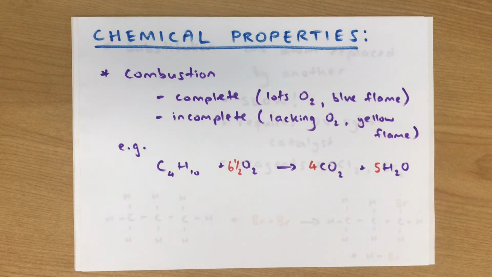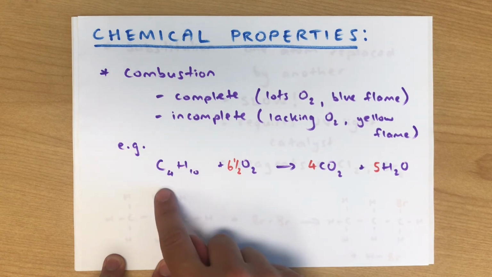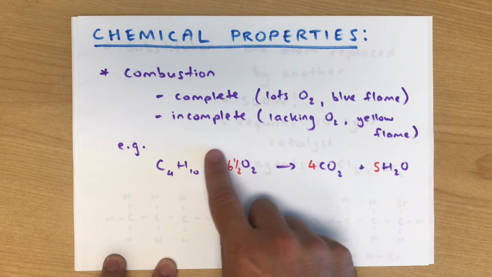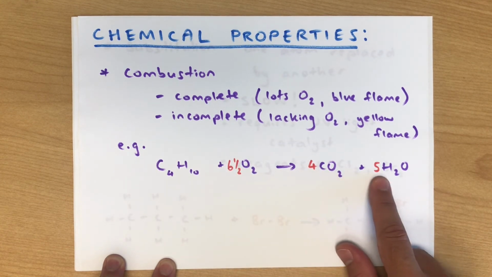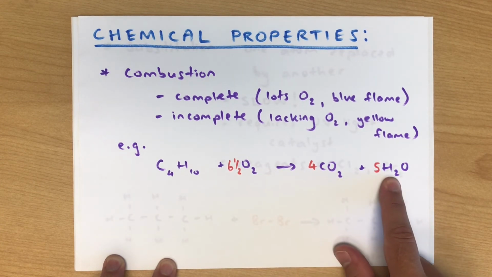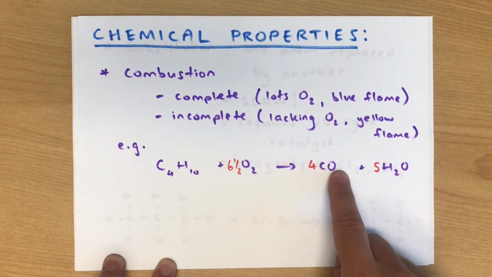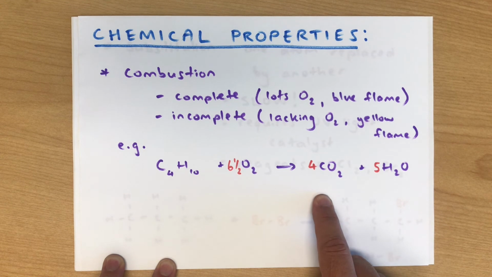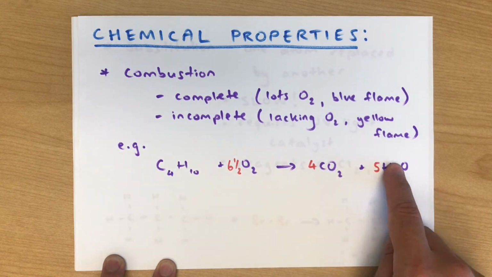The equation for complete combustion would look like this, where we have our alkane, C4H10, that's butane or methyl propane. We have 6.5 O2, forming 4 carbon dioxides and 5 waters. This is complete combustion because only CO2 and H2O are produced. If it's incomplete combustion, then as well as CO2, we'll also get some carbon monoxide, CO, or we could just get some carbon, C. So this is a complete combustion reaction because we only get these 2.